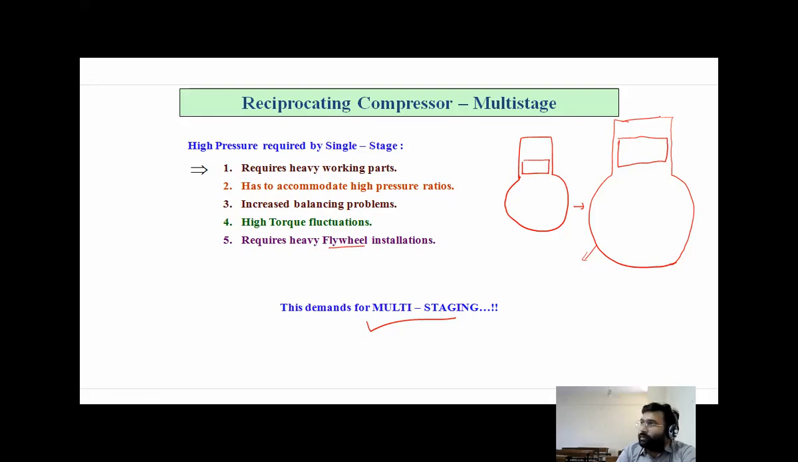Okay, so there is a limitation for the single stage compressor. It requires heavy working parts. It has to accommodate high pressure ratios. There are increased balancing problems, high torque fluctuations, and it requires heavy flywheel installation. Again, त्यामध्ये कूलिंग साठी ऑइल वापरतात. ऑइलला लागणारा पंप असतो. हे असे एक प्रकारे फारच ते सिस्टीम मोठी होऊन जाते किंवा कॉम्प्लिकेटेड होऊन जाते. So there is a demand for multistaging.